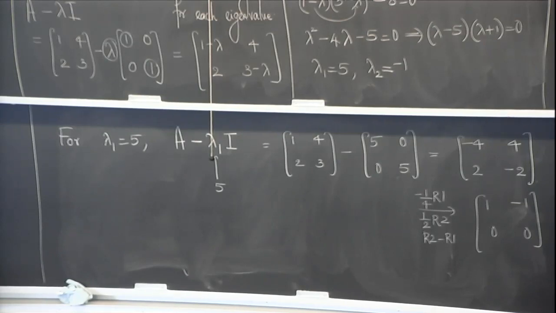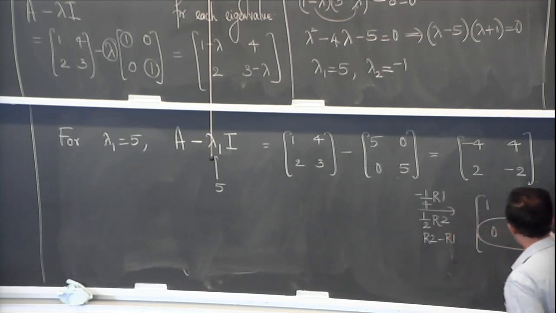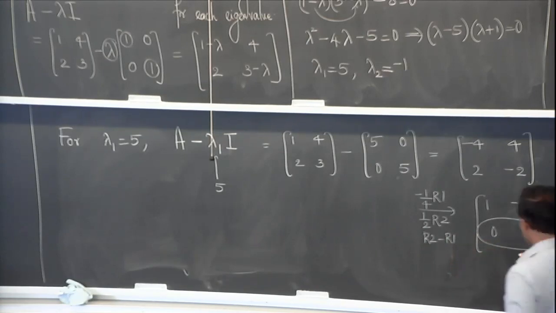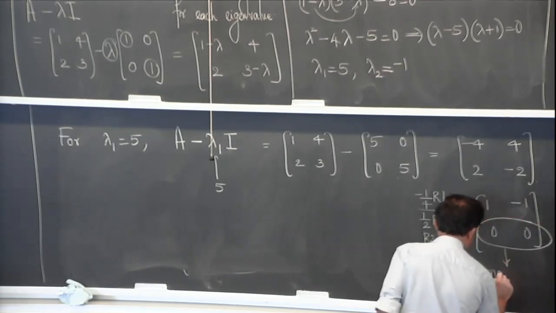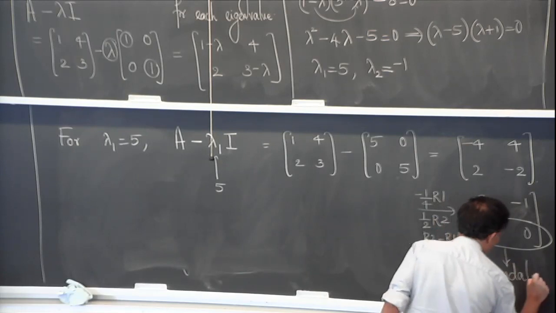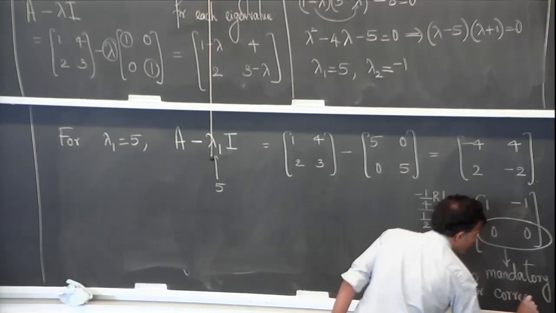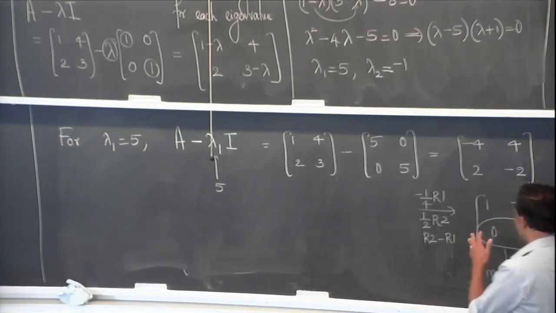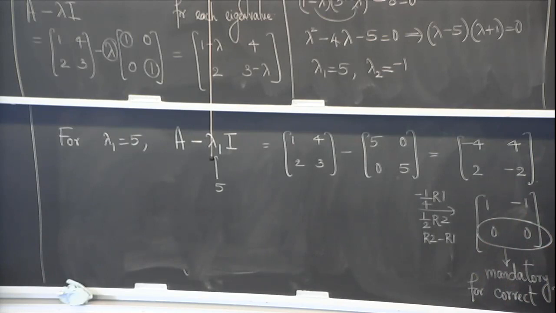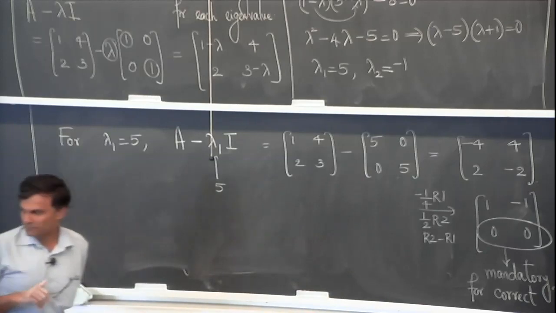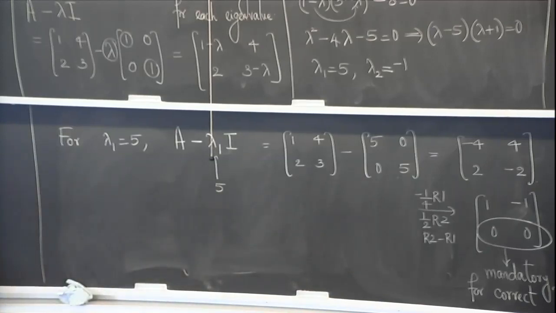Now, here is one nice way to check your answer. Okay, if your eigenvalue is correct, there should be a row full of zeros always. If you don't get this, you are in trouble because there is no free variable. So this is a mandatory sign for a correct eigenvalue. If your eigenvalue is wrong, you're not going to get a row full of zeros, which means you are in trouble. That always has to happen. So that's a nice way to check your answer.